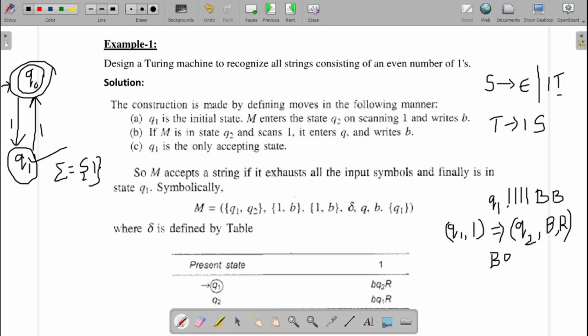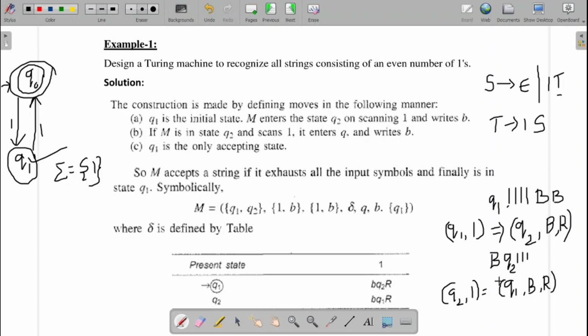Then the state is Q2. So now I am in Q2, which means what? I have seen the first one. What is next expected for me? The next expected for me is that I need to get one more one to make the things even. If I get one more one, then again I will go back to the state Q1. That is, Q1 itself is my accepting state, with the blank and the right movement. Fine. So this is how.